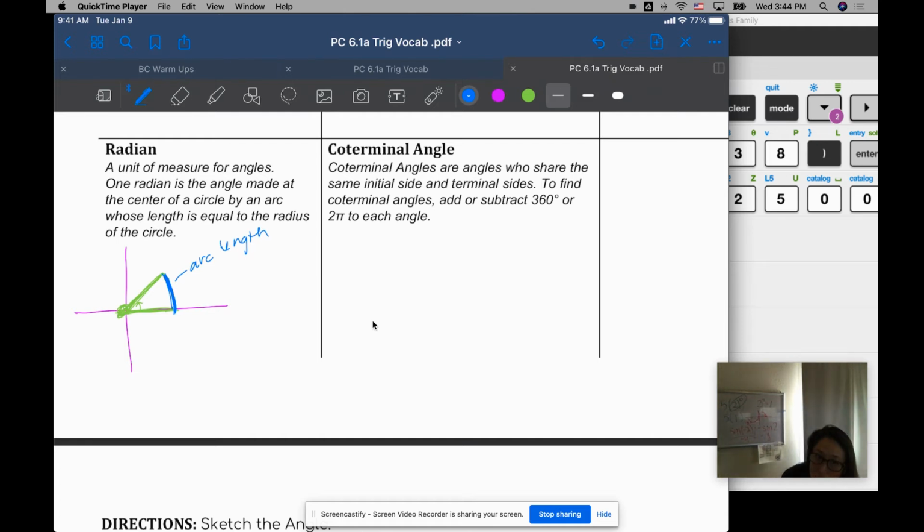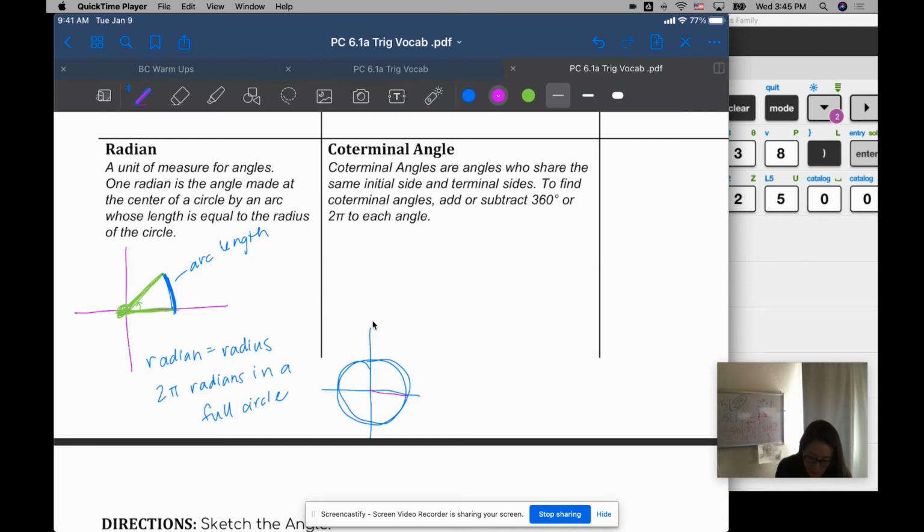1 radian is equal to 1 radius of the circle. 1 radian is equal to however long the radius of your circle is. Okay, there are 2 pi radians in a full circle. So if I draw a full circle all the way around, if I start at 0 degrees and go all the way around, that's 360 degrees, or in radians, that's equal to 2 pi. It's basically the circumference of a circle, okay, 2 pi.